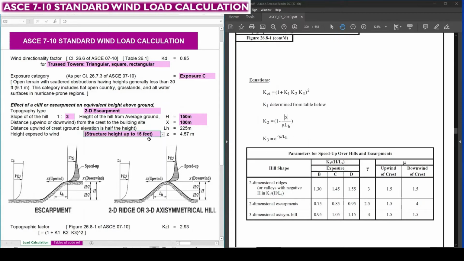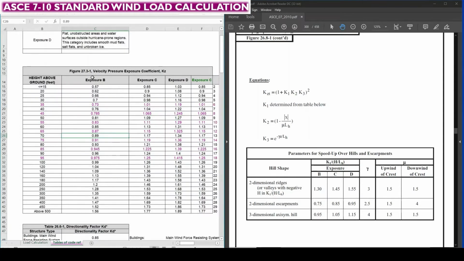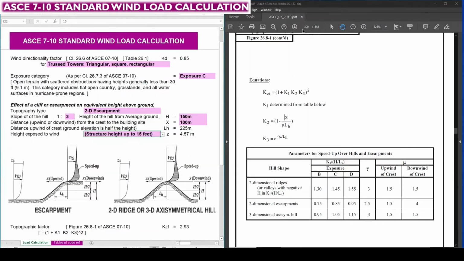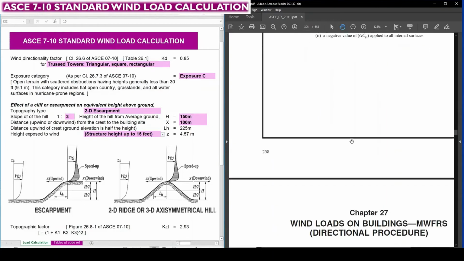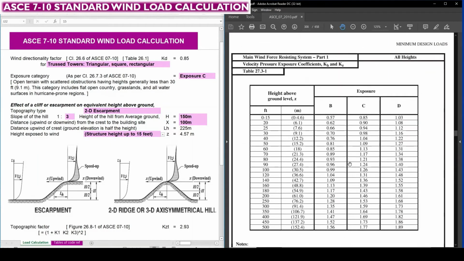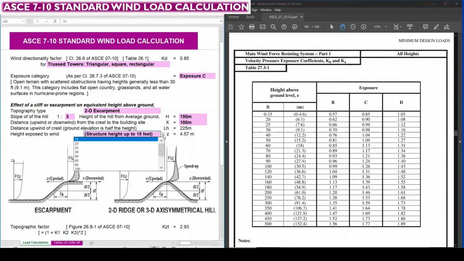For the various heights defined as per figure 26.3.1, we need to refer to page number 305. Sorry, it is 308. So here you can see the various heights defined as per table 26.3.1. So we can consider a height of 20 feet. That would be 6.1 meter. So our Z value is 6.1 meter.